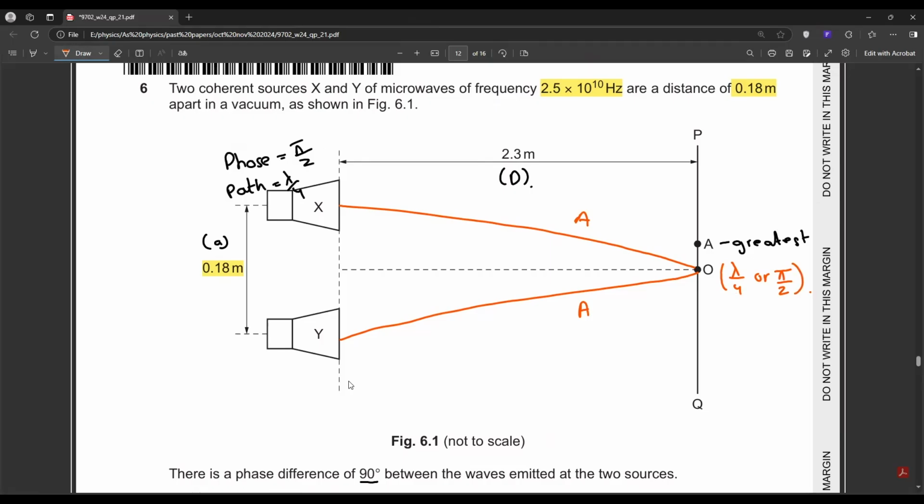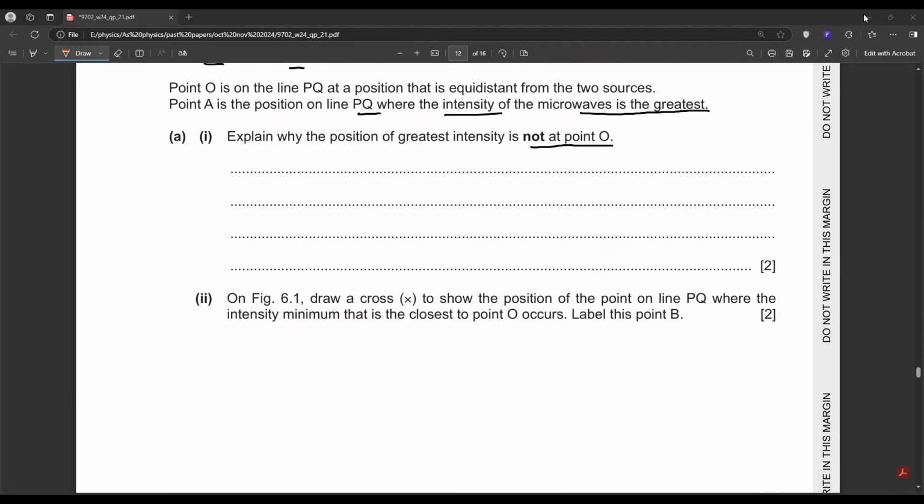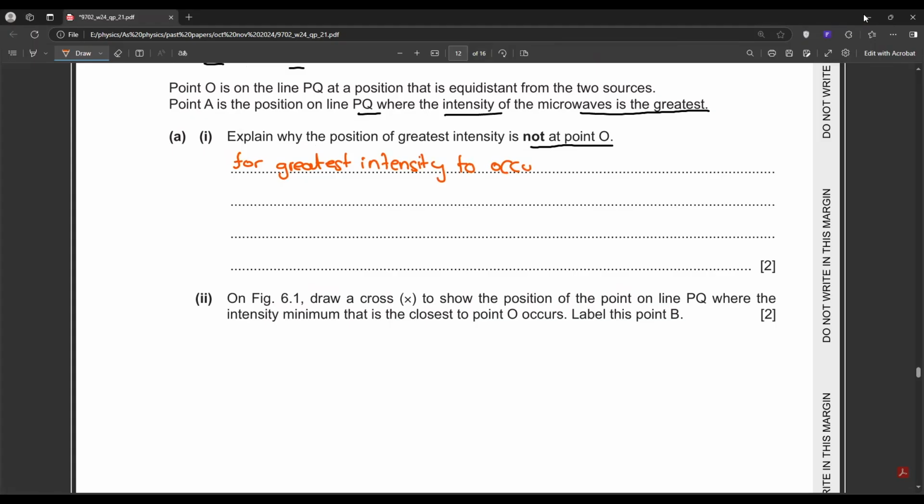Do you remember that the greatest intensity occurs at what? At a path difference of 0 lambda. So at point O, you don't have that 0 lambda. That's why greatest intensity doesn't occur at point O. Let's write it down. You can say, for greatest intensity to occur at point O, the waves must be in phase.